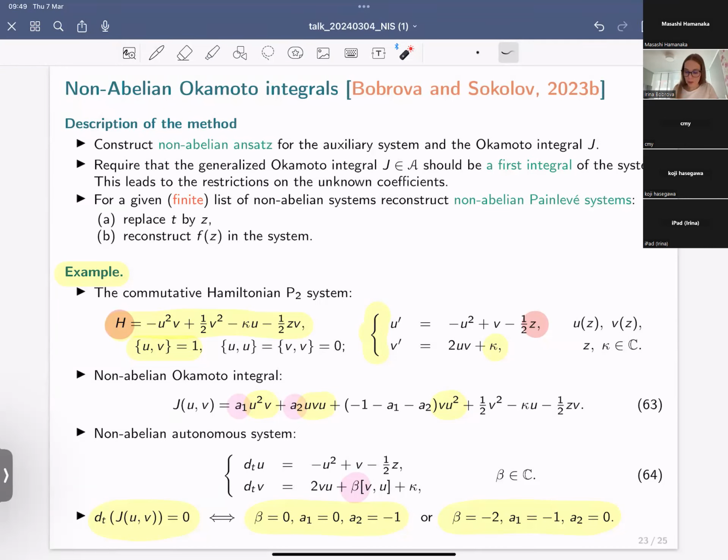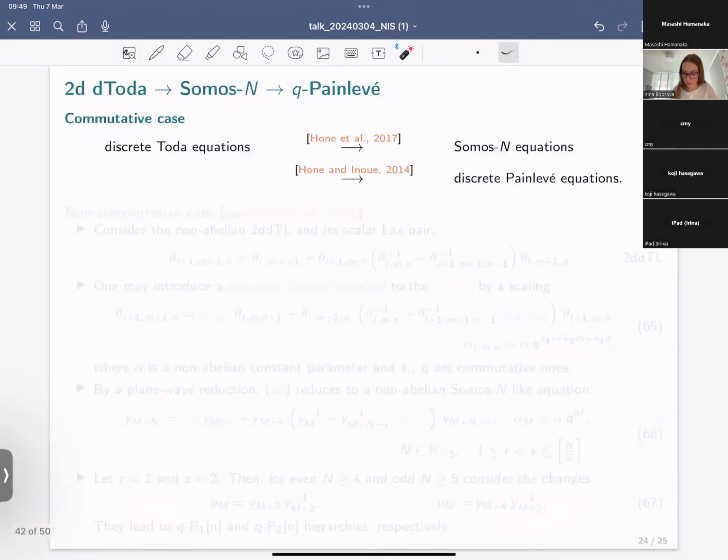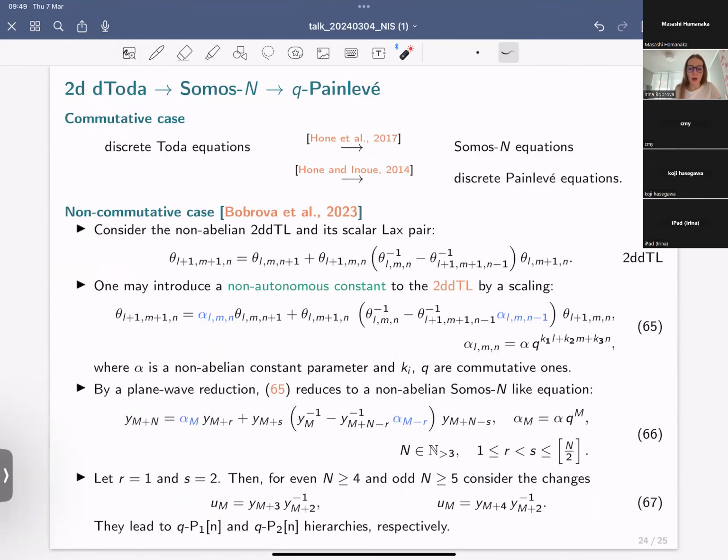Let me move to the last part, to the second point of our methods. Let me open the whole slide. So in the commutative case, we know the following scheme.